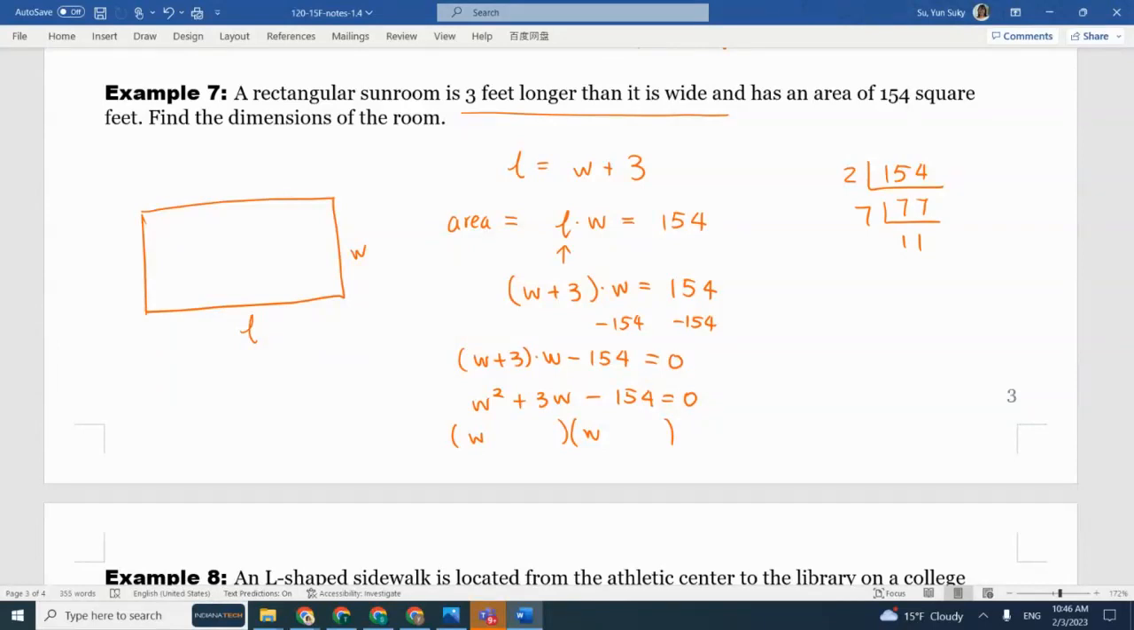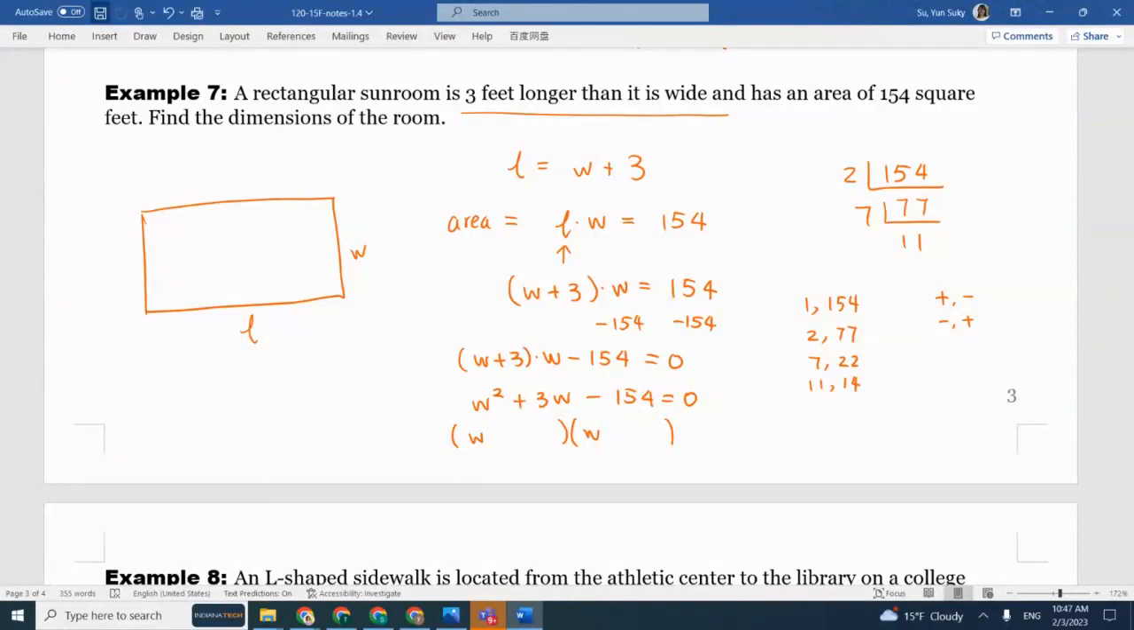Okay, so what are the possible factors? Wow, that's a lot. 1 and 154. 2 and 77, right? 7 and 22. 11 and 14, right? And because it's minus, it should be plus or minus. These are all the possibilities.